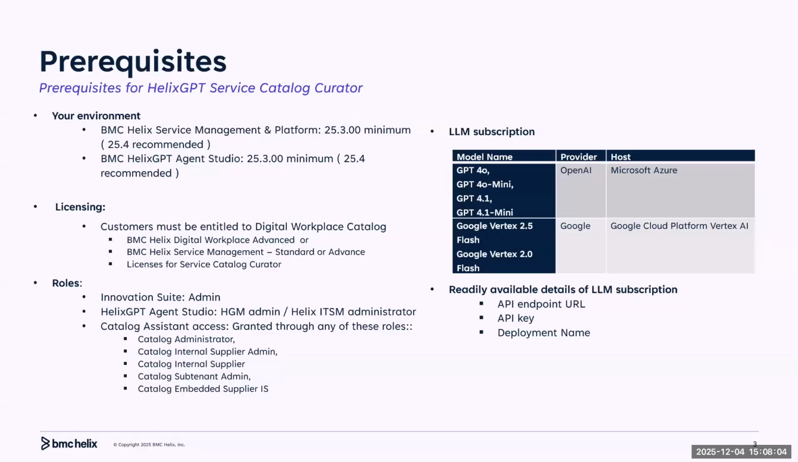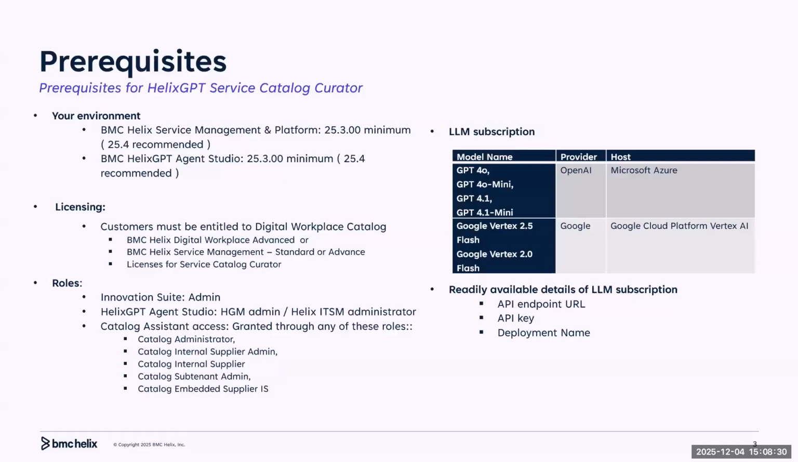Then the roles that you need to have: a user admin in Innovation Suite. This is to do all the configuration that we are going to do today. And then we need permissions in HelixGPT Agent Studio, like admin too. And then we need Catalog Administrator. With all of these permissions, we can configure everything and have this running today.